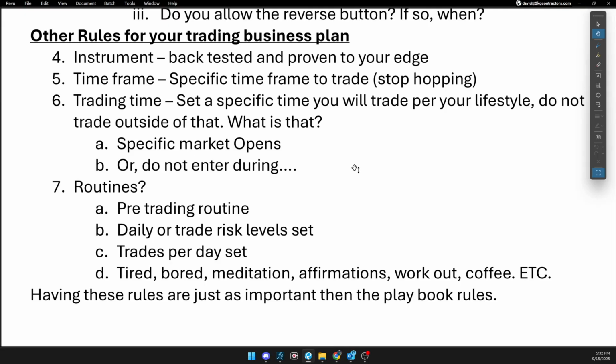Have a specific time frame to trade. Stop hopping. Don't go to the 1 hour, the 15 minute, the 5 minute, back to the 1 hour. Pick a time frame. Learn that time frame. Get to where you're making money on that time frame, that you're consistent on that time frame. You've back tested and you can trade that time frame.